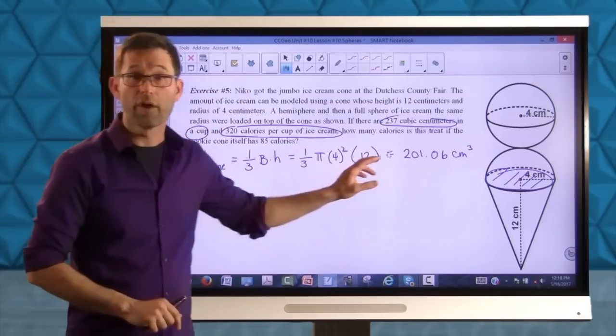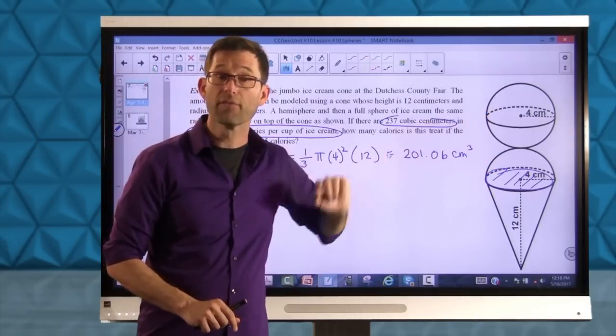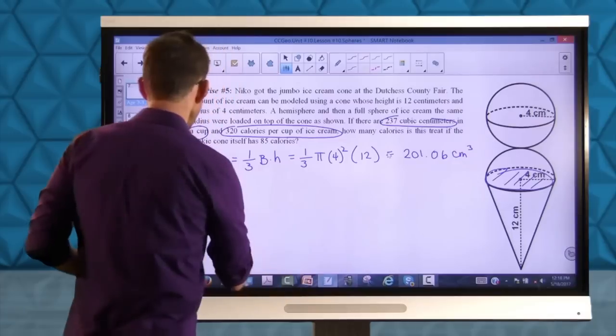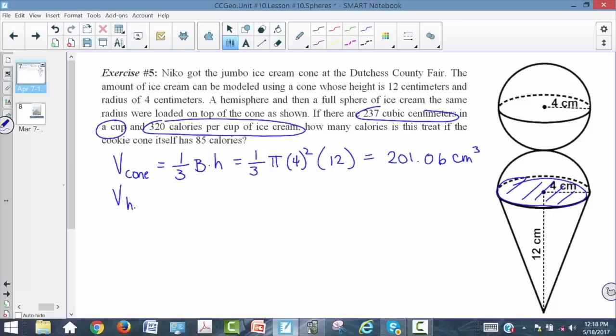Now we've got to have the volume of ice cream that's in the hemisphere and the volume of ice cream that's in the sphere. So let's do the volume in the hemisphere. That's going to be a little bit of a challenge because that's going to be 1/2 times 4/3 times pi r cubed. Whew. So that's going to be 1/2 times 4/3 times pi times 4 cubed. So let's take a look at what that is.